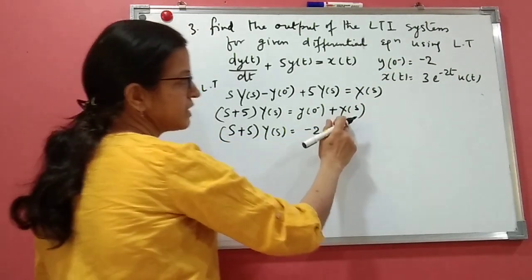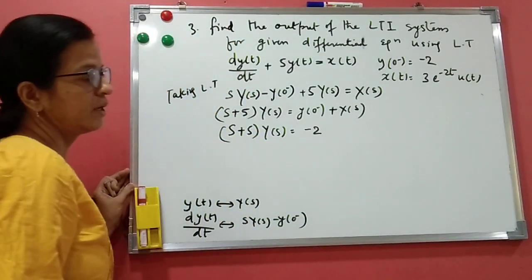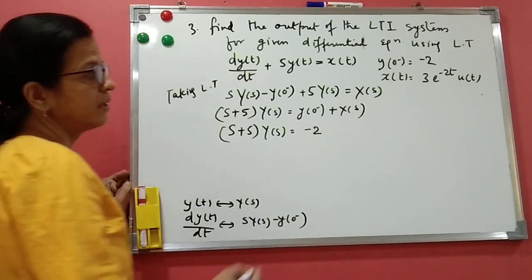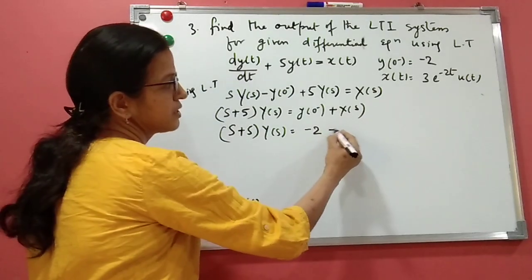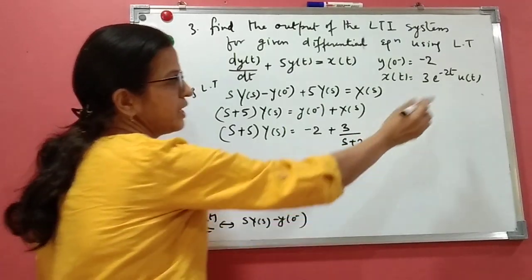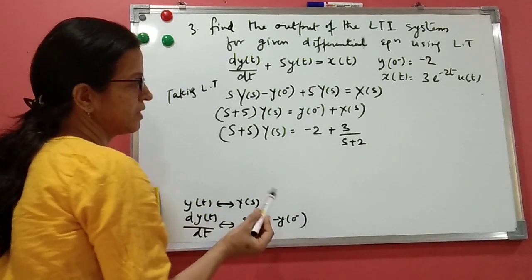And what is X(s)? x(t) is 3e^(-2t)u(t). What is the Laplace transform of 3e^(-2t)u(t)? We have done it in the last videos. It is 3 upon s plus 2. u(t) is just to tell you that it is a causal signal. So the Laplace transform of this is 3 upon s plus 2.